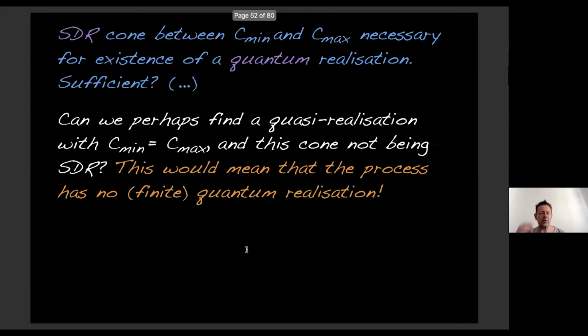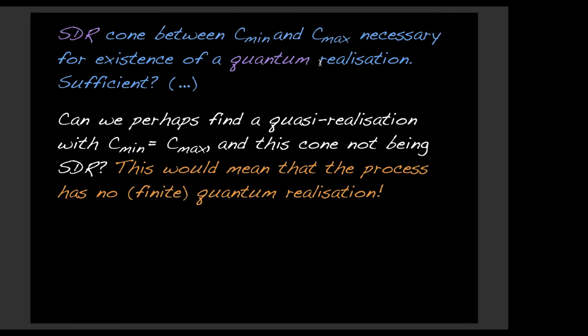So you could consider maybe the same is possible for the quantum realization. I mean, what we know is that there must be an SDR cone that fits between C min and C max. And of course, in addition, it needs to be stable under the maps, but geometrically, there must be this SDR cone. So if we find a quasi realization, a process with a quasi realization such that C min is equal to C max, so the smallest and the largest possible cones are equal, and this cone is not semi-definite representable, this would prove that we have a process that can be built with a GPT, but not with a finite quantum realization.